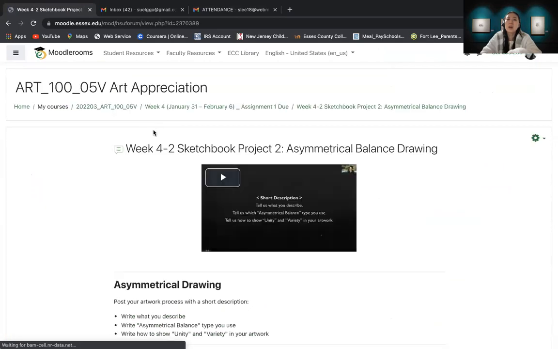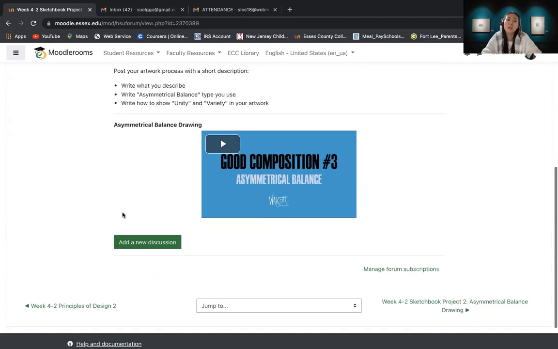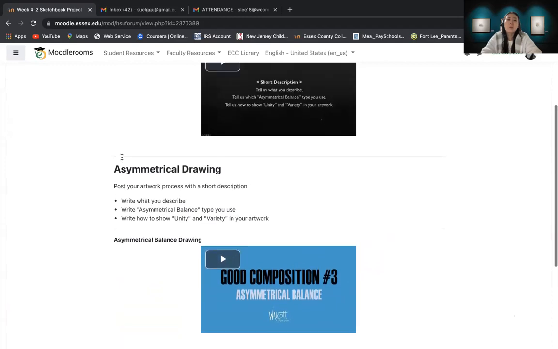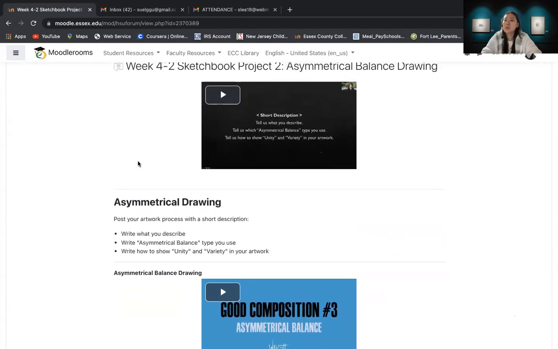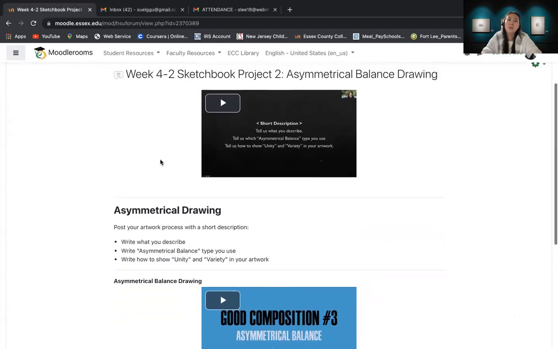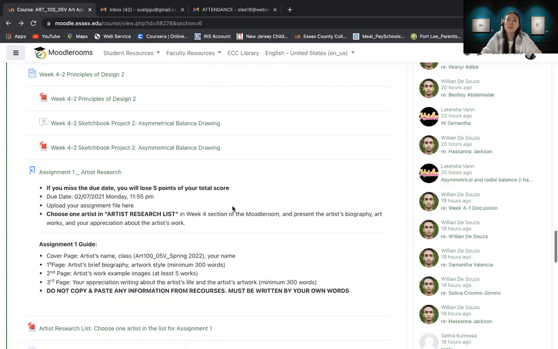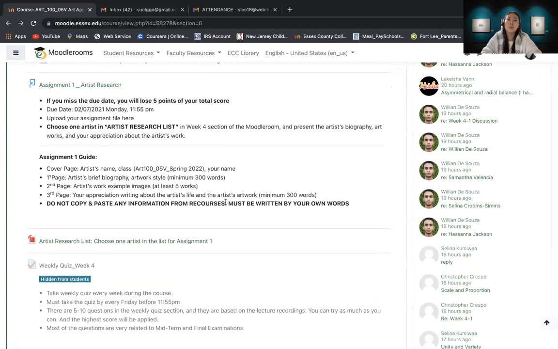Please do your best to finish your work by tonight, take a picture of your work process and post it here. I've also attached a composition guide video for the asymmetrical balance drawing, so you can watch this video. Again, please post your work process by tonight, and by tomorrow, please post replies to your peers, at least 2 or more.